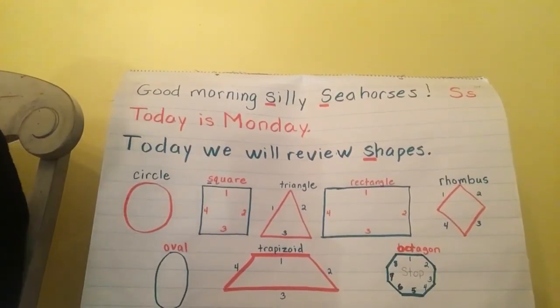So now you can take those shapes and see what shapes like that you can find in your house. And see how many you can find and what they are and what they make.